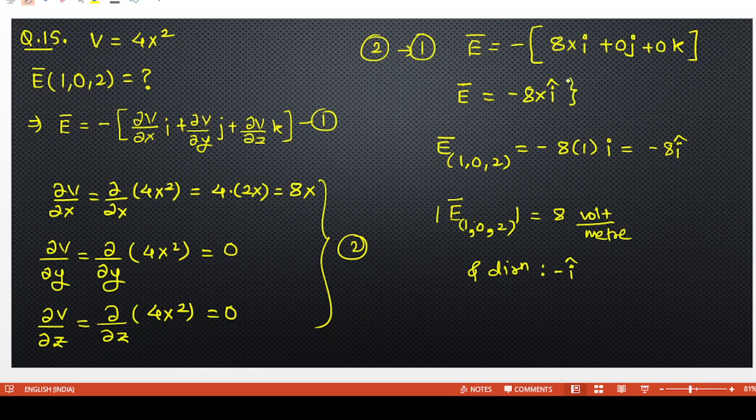This electric field is uniform or non-uniform? It changes with the position, so it is non-uniform. And what about this? Whether this is uniform or non-uniform? Question is wrong, because at a particular point you cannot ask uniform or non-uniform. For a general field you can comment as uniform or non-uniform.